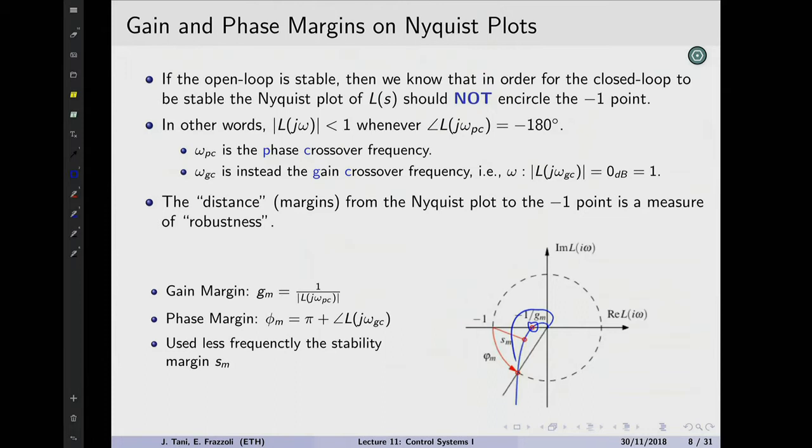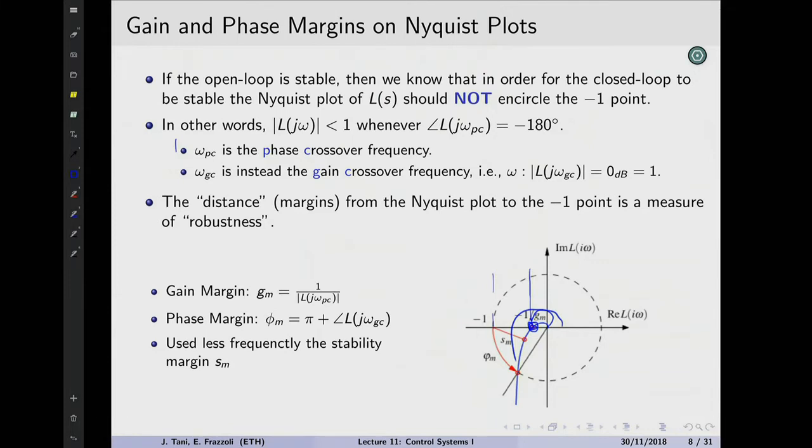So basically, you can see the math here. All you're saying is, okay, let's define this omega PC as the phase crossover frequency, which means the frequency at which the phase is equal to minus 180 degrees, because minus 180 degrees is this point here. So all we're saying is that this distance here is related to the gain margin.